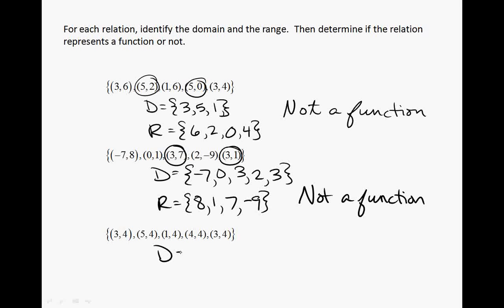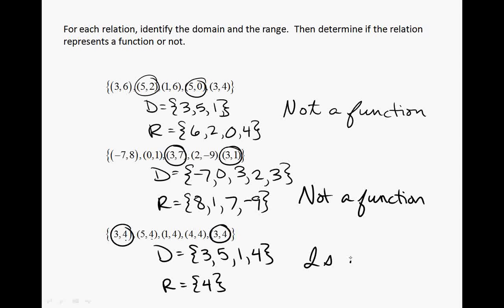And then the last one, domain, would be 3, 5, 1, 4, and then there's a second 3, but I don't need to write it again. The range is 4. Well, it's 4, 4, 4, 4, and 4. And then look at all of my domain values. I do have a repetition of 3, but really it's the same point. So every domain value is paired with only one range value. This is a function.